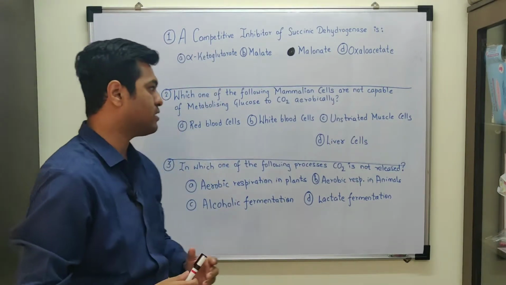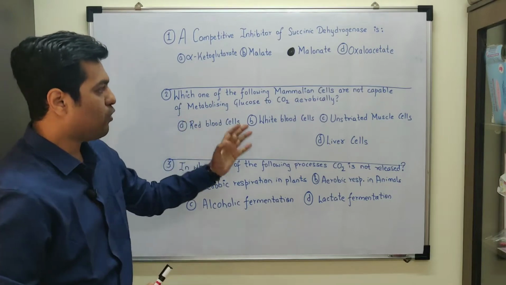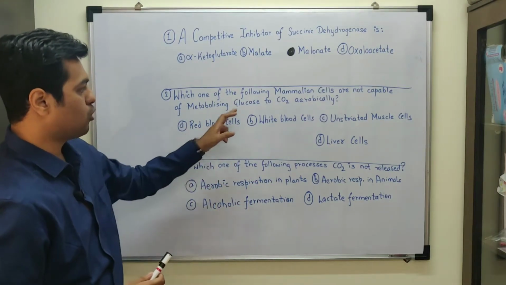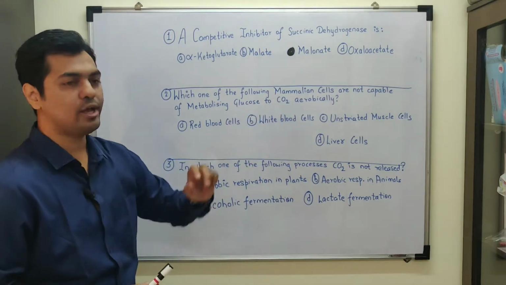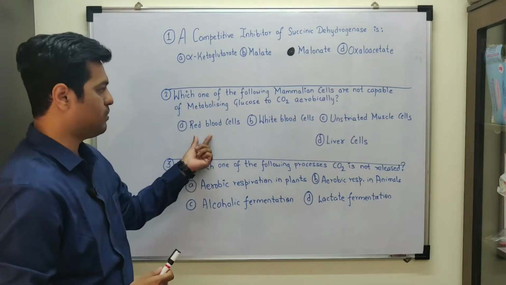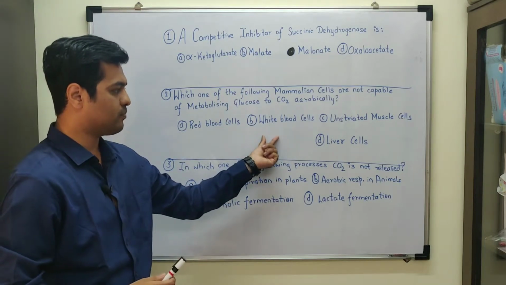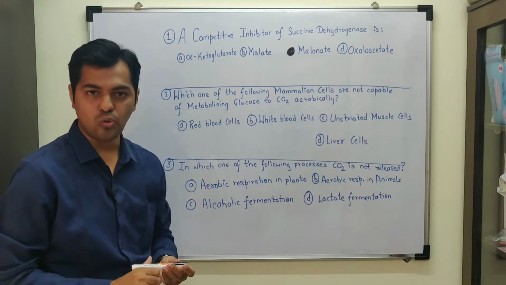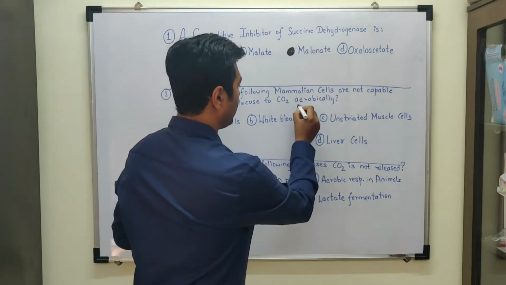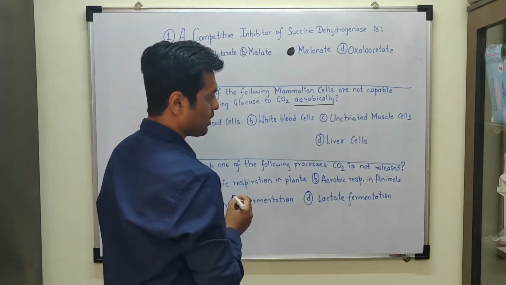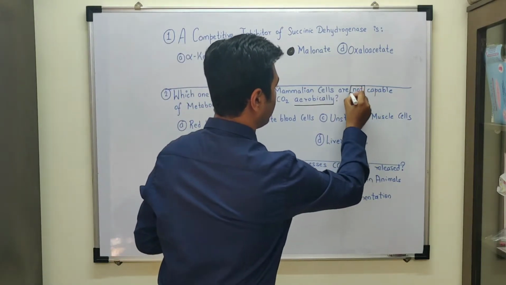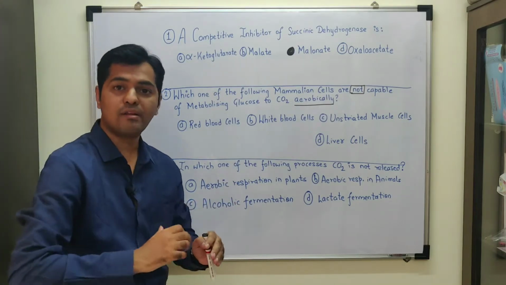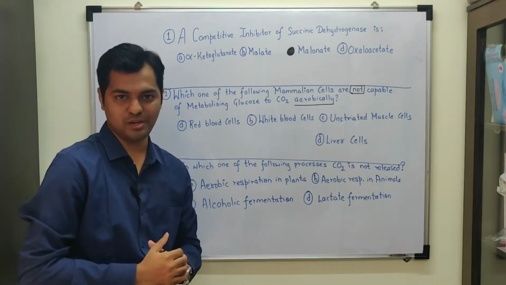Another tricky question that is asked in NEET is, which one of the following mammalian cells is not capable of metabolizing glucose to carbon dioxide aerobically? Whether it is red blood cells, white blood cells, unstriated muscle cells or liver cells. The important clue in this question is aerobically and not capable of. That means which one of the cells is not performing aerobic but in fact is performing anaerobic respiration.